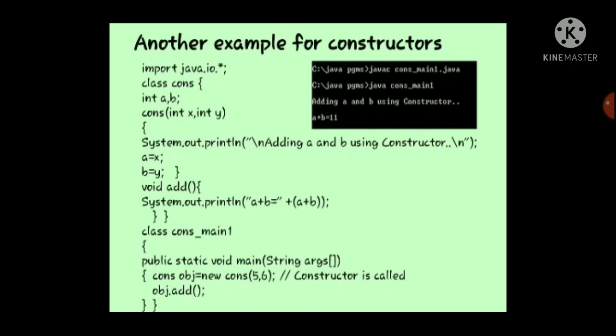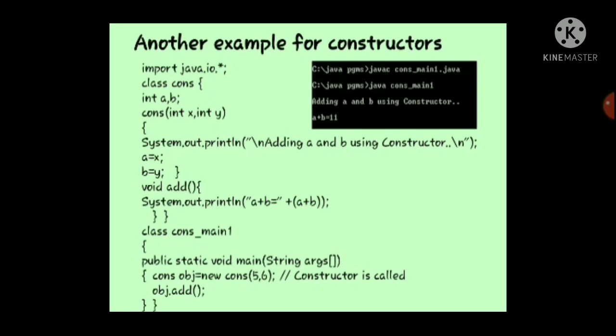Now we come to the main class. So we have the main function, we create an object. When we create an object, we should pass the parameters, because the constructor has two parameters, right? So we have to pass the values. For x we pass 5 and for y we pass 6. So the constructor will be called.